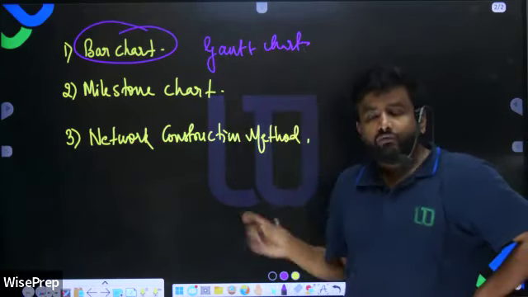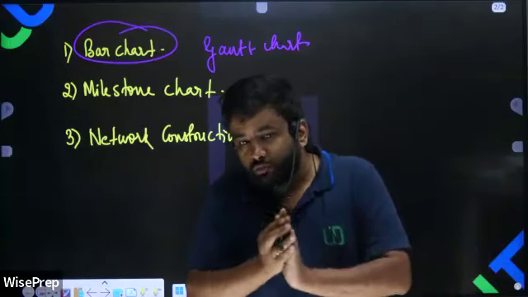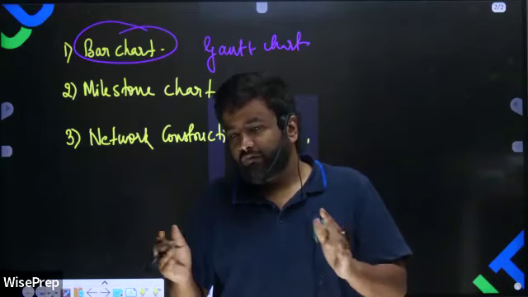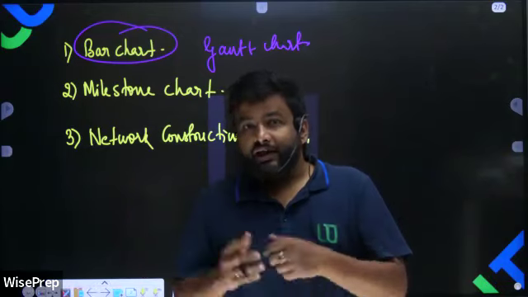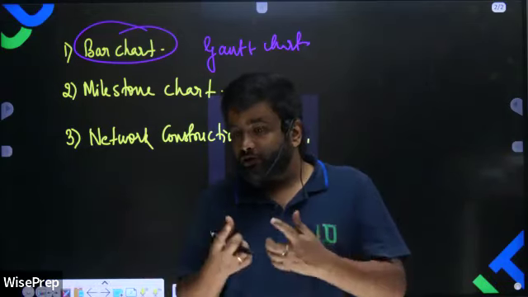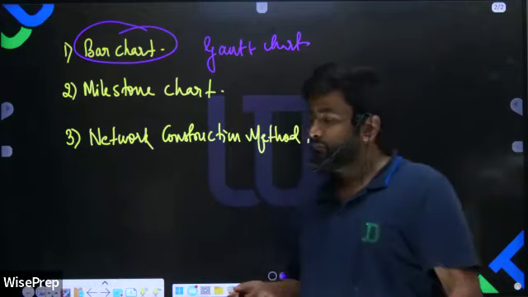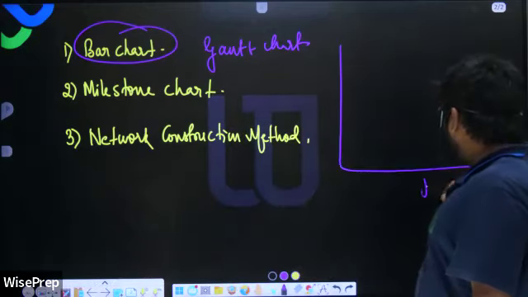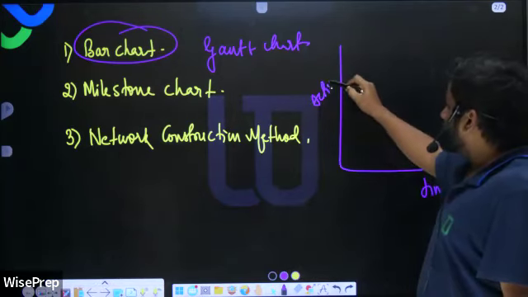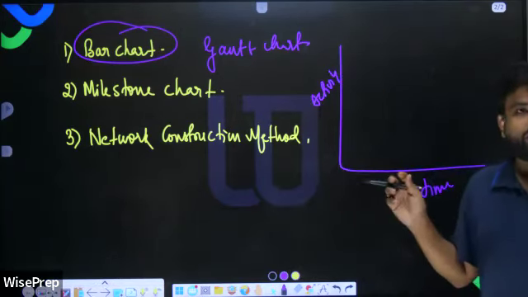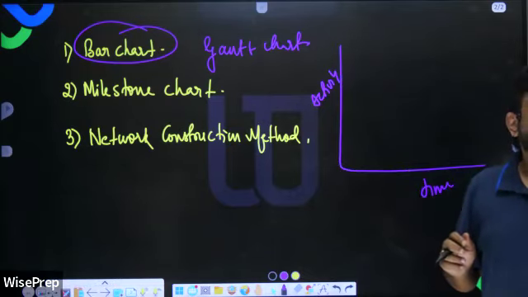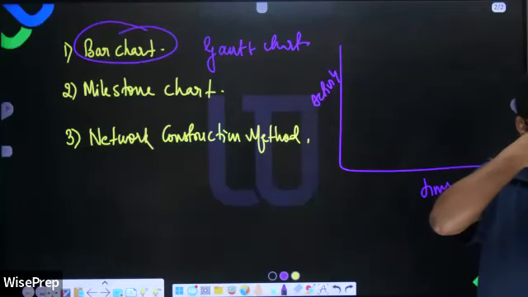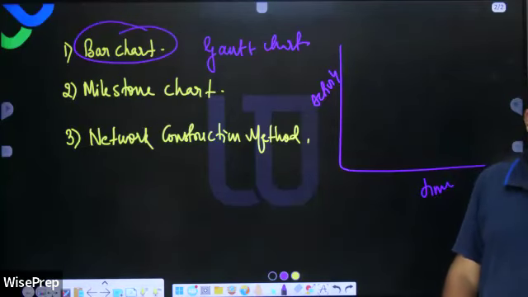Here we can say that a bar chart can also be used for depicting the resource requirement. If you want to know the resource requirement, you can take the help of a bar chart. You can also determine the project cost and time with its help. Here this is time and this is activity, so a bar chart is defined between activity and time. So write down, first point: it is given by Henry Gantt, G-A-N-T.